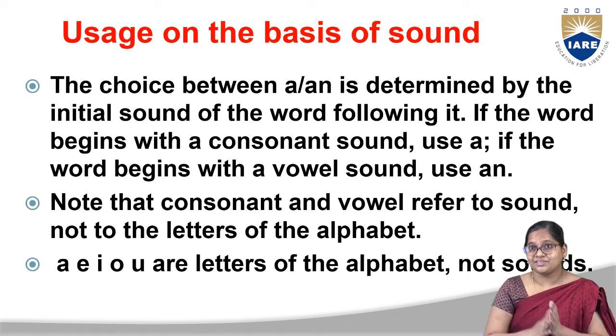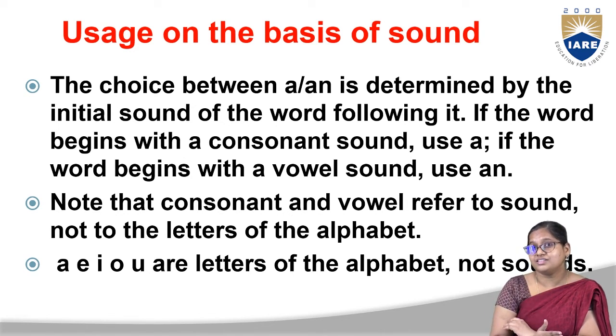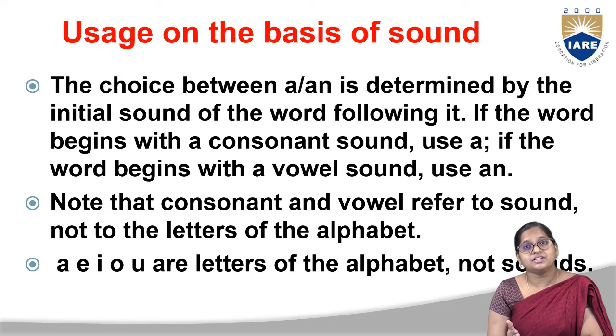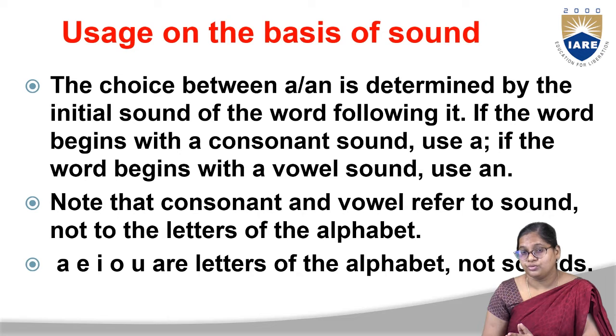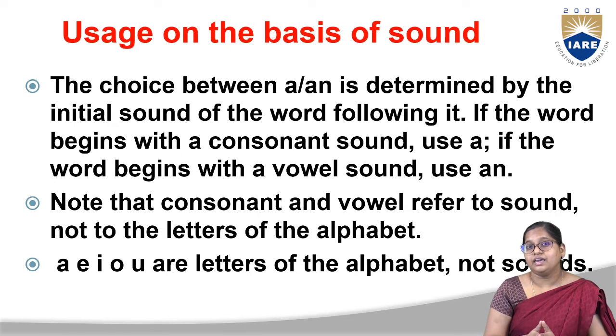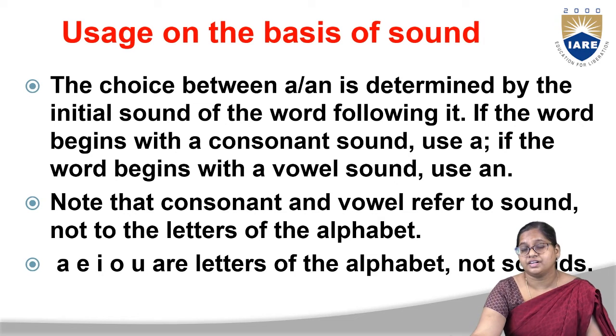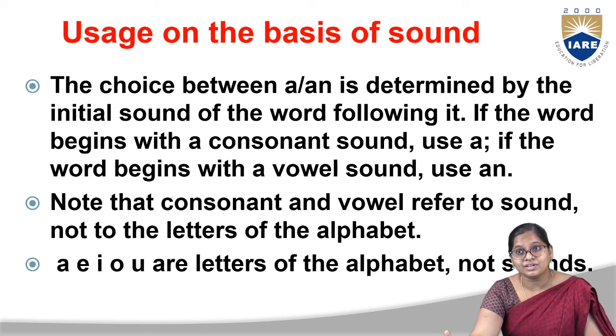For example, definite article. You see, consonants are there, and vowels are there. In vowel sounds, you know, A, E, I, O, U. So these five sounds are different, and for vowel sounds, the indefinite article an will be used.